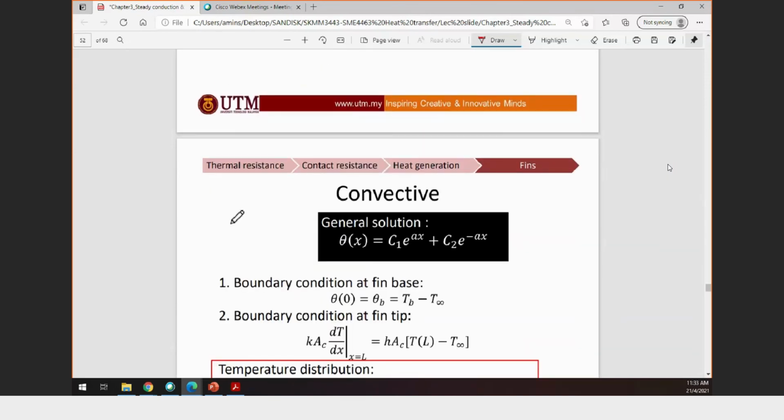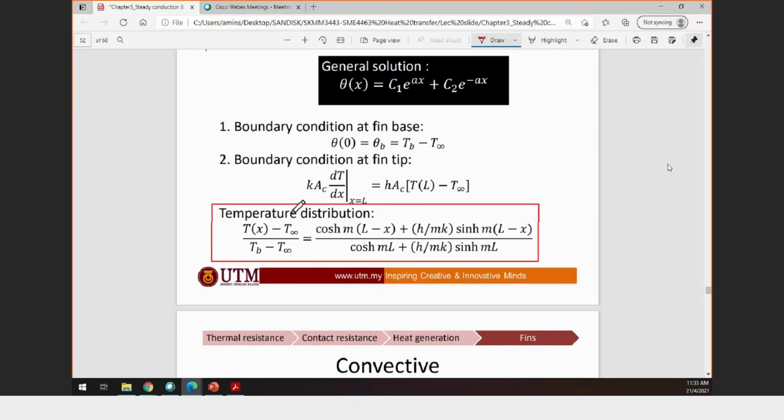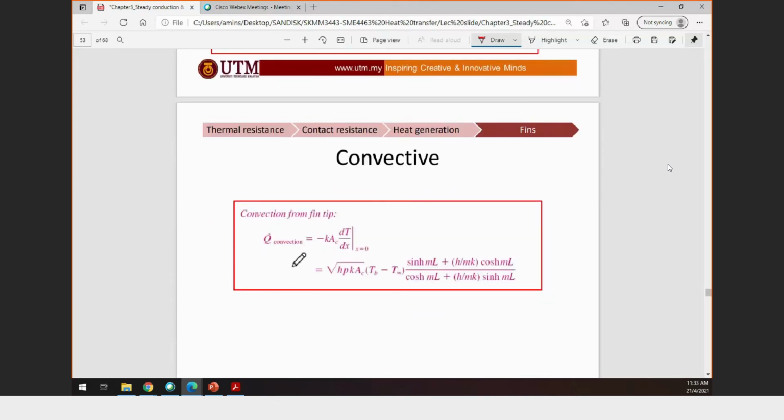So this is the fourth case, number 4: convection at the fin tip. Using the general solution and this boundary condition at the base and the tip, this is your temperature distribution. You can see now it is a longer equation, and so is the heat transfer rate.